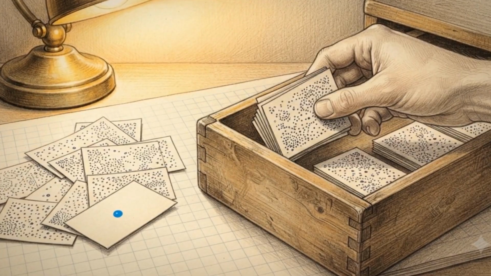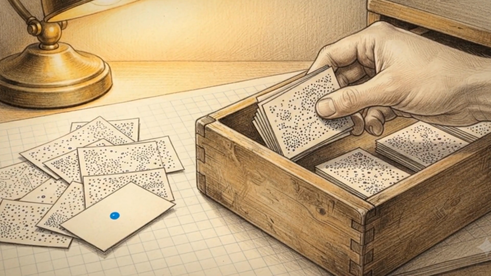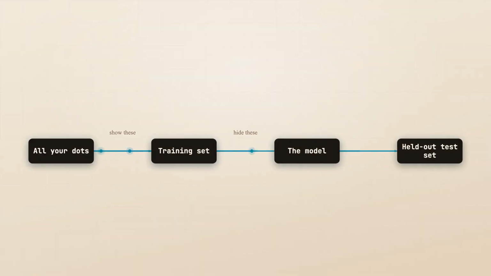A train/test split. Before the machine learns, you hide some of your dots. Put them in a drawer. The model never sees them while it studies. Then, after it's done, you pull them out and test it on those held-out dots. It's the oldest rule in teaching. You don't grade a student on the exact questions they studied. If the model nailed the training dots but bombs the hidden ones, you caught it red-handed. It memorized.